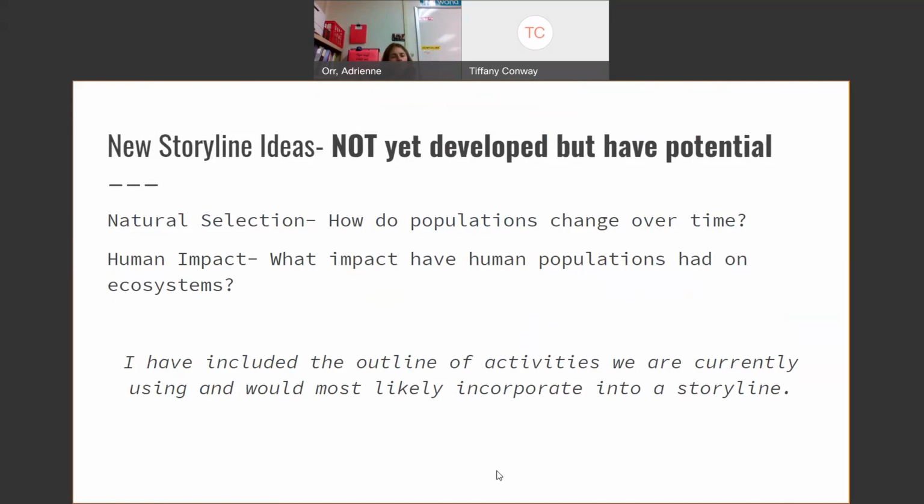We talked about either natural selection, developing a storyline out of the ADI lab that we've done with the Galapagos finches, or using the human impact piece we've talked about, incorporating the Chasing Coral video that we've done. I could also see us doing almost like a CSI type thing with some sort of environmental issue, and then really looking at all the different pieces and interactions that are impacted. Again, these are not storylines at all. They're just ideas.